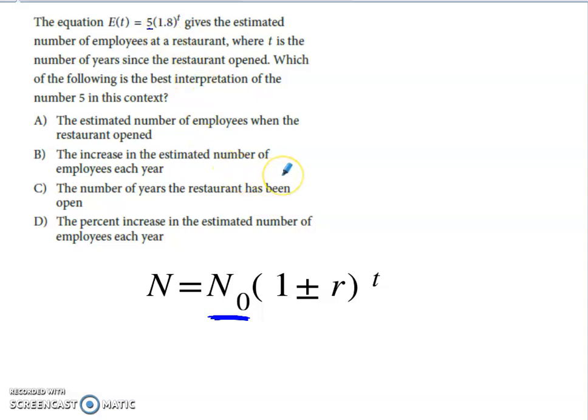So if you read down through those options, option A seems like it's pretty good. The estimated number of employees when the restaurant opened, I think that sounds good. Let's just read through everything else, make sure nothing else seems any better. Don't think that it does. Really, the only one that makes any sense is option A.